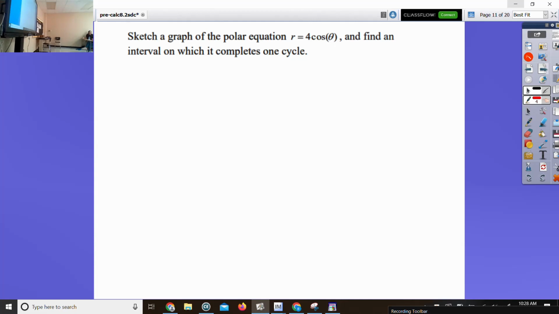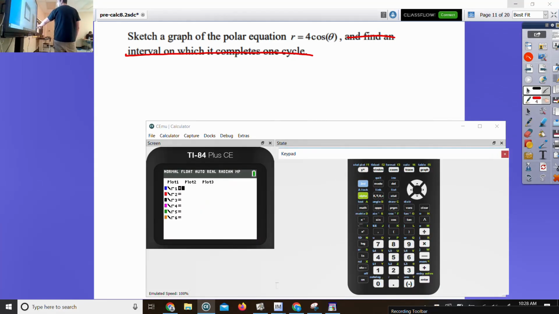All right, sketch a graph of the polar equation r equals 4 cosine theta. Back in 2019, the last year I taught this stuff before Rona, we used to do this by hand entirely, but I'm not going to do that with y'all. You've got a calculator in front of you. Polar graphs are kind of cool the way they look. This is saying the radius is 4 times the cosine of an angle. And if memory serves me right, this will be a circle whose diameter is the positive x-axis.